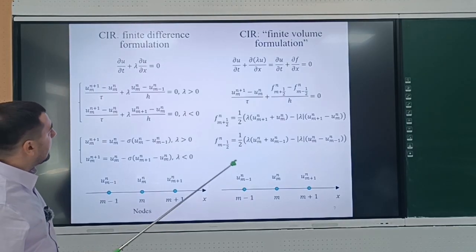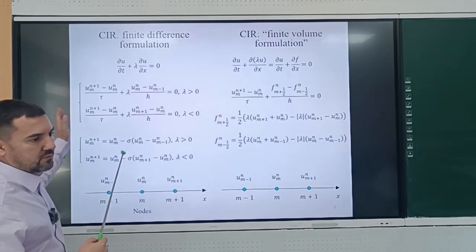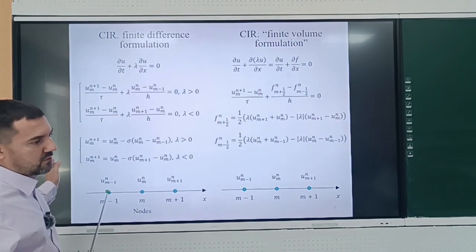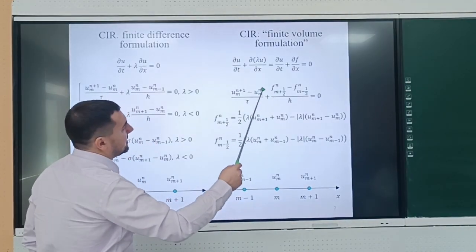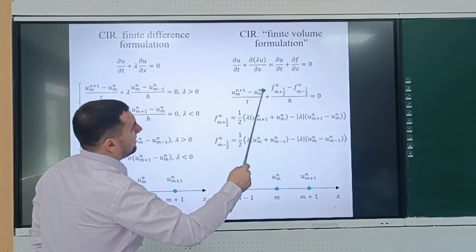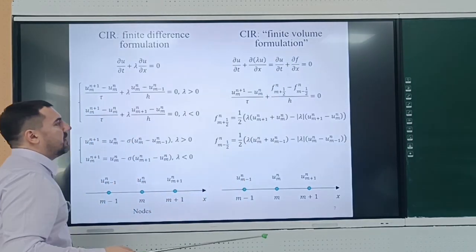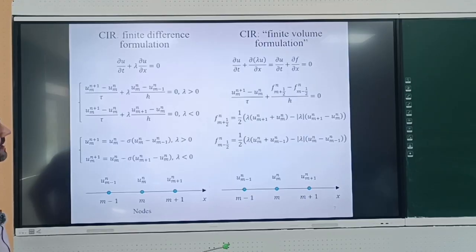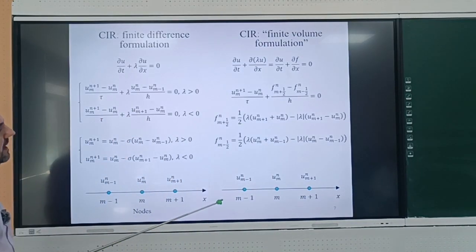Now it can be approximated not just with derivatives using backward or forward differences. We use a numerical approximation for this f. So f is just the flux, and f at m plus 1/2, n is the numerical flux. And this formula is called the finite volume method.